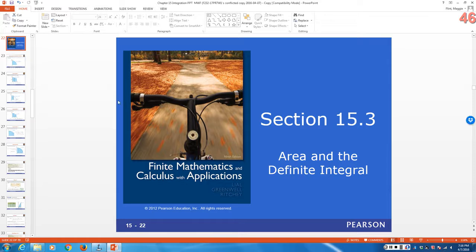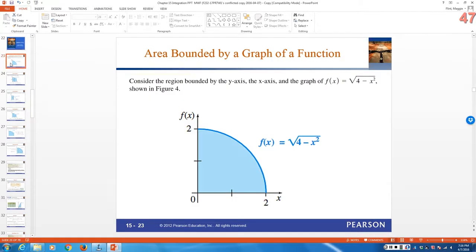But we're going to start out with one that hopefully we can all kind of understand what's going on here. This is a quarter of a circle. And we could find the area of that full circle and divide it by 4 because we know what its diameter is. Its diameter is twice 2 because its radius is 2.